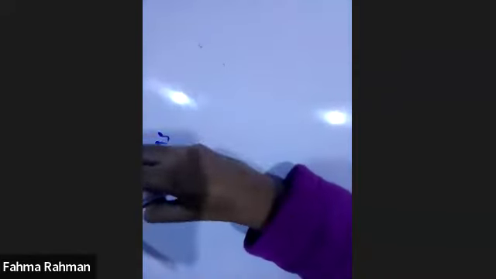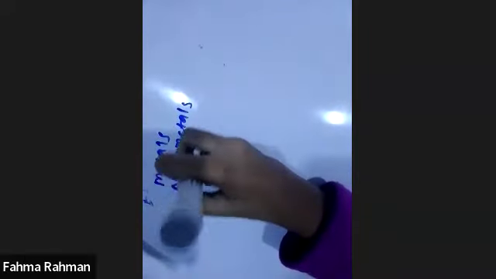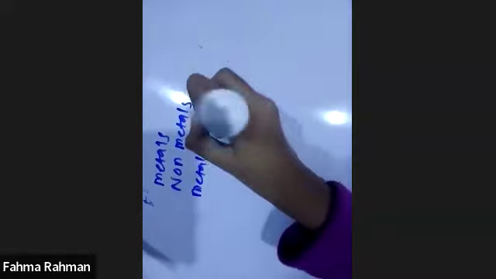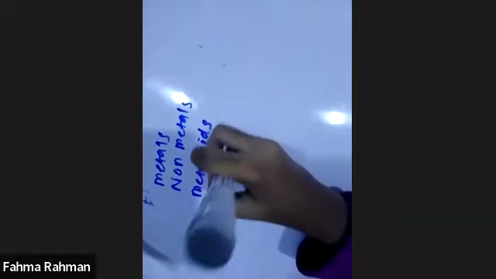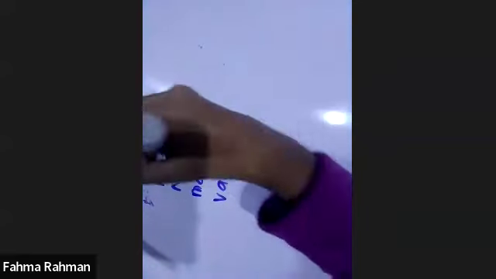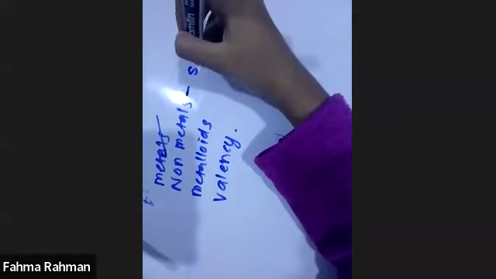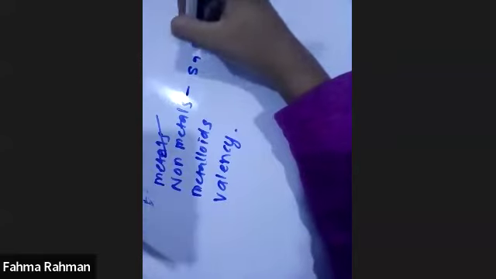Okay, so we have to complete metals, non-metals, metalloids, and valency. Now we have to complete these by 9 o'clock. So metals we did. Non-metals, I discussed sulfur, and then we had discussed nitrogen.